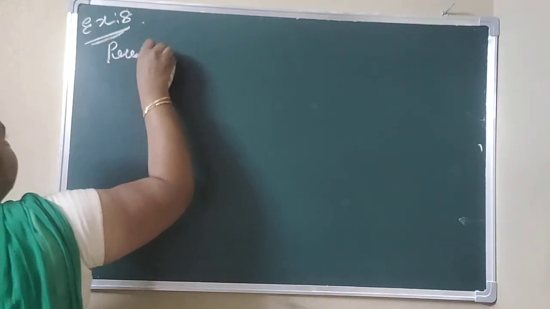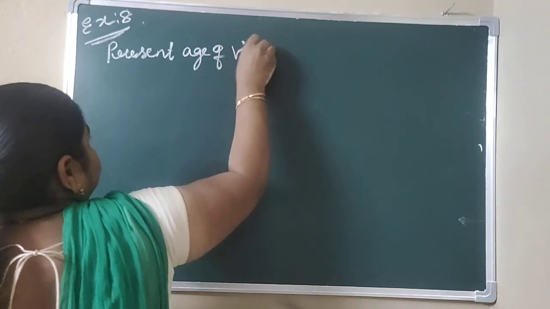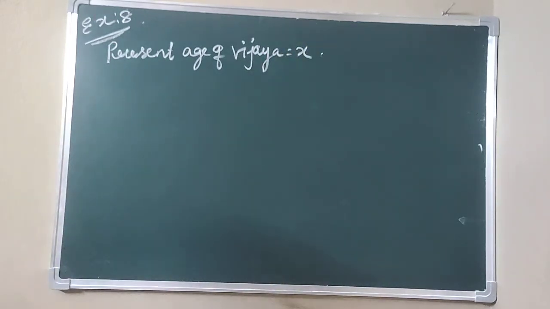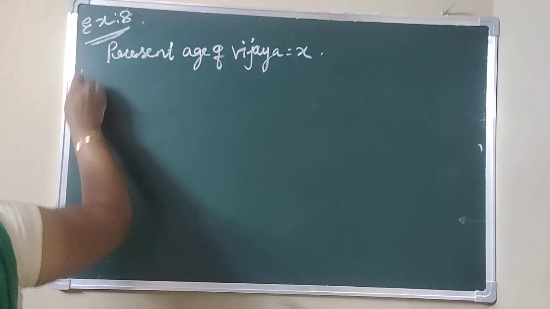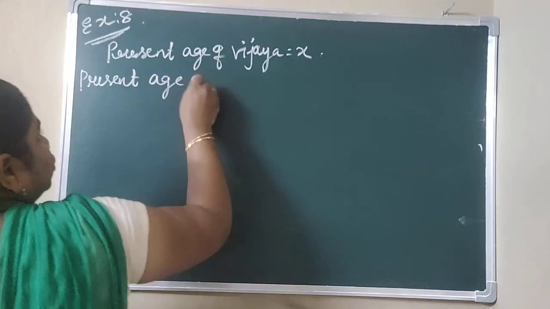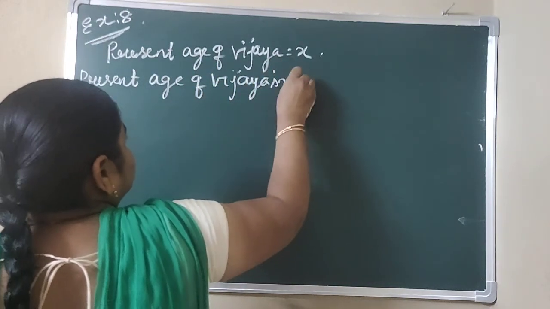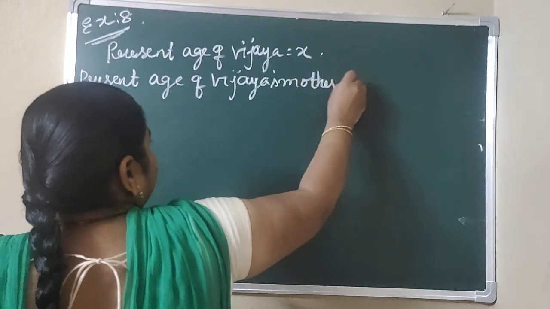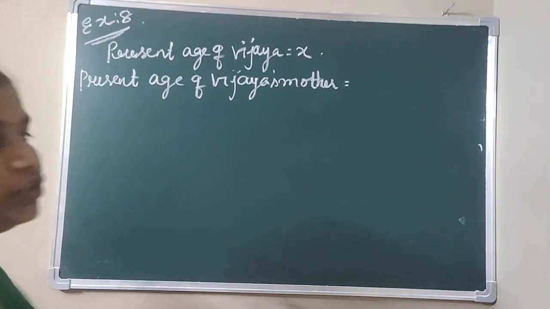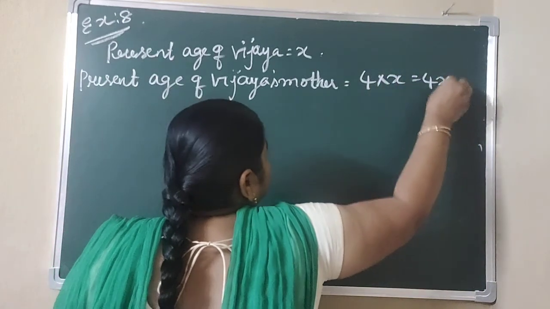So present age of Vijaya is how much? We don't know, we are taking it as x. But they gave information about Vijaya's mother. So present age of Vijaya's mother. What did they tell? Present age of Vijaya's mother is 4 times the present age of Vijaya. 4 times Vijaya means 4 into x, that will be equal to 4x.